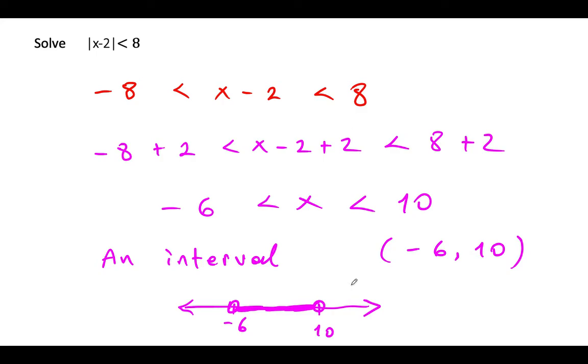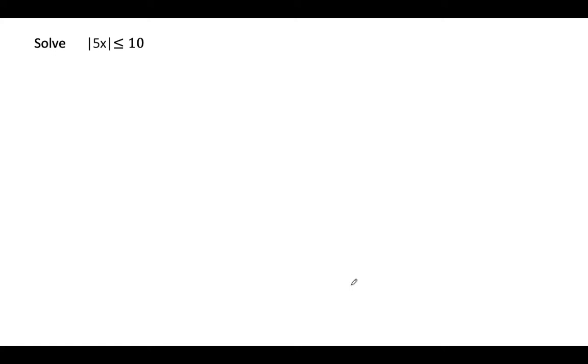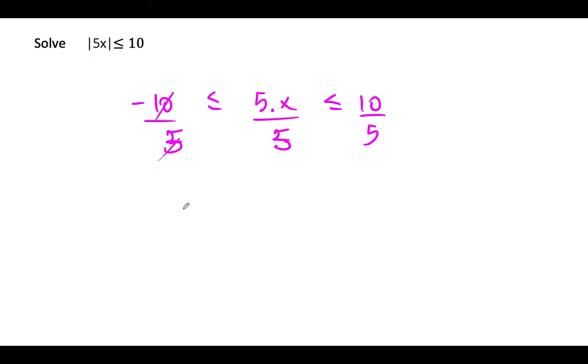Now the second example. Similar to the previous one, we can say that negative 10, and since it is multiplied by 5, if we divide by 5 on both sides, 10 over 5 is 2, so negative 2. That's it. So how can we continue? The solution set is an interval, negative 2 comma 2. Negative 2 and 2 are inclusive. x could be negative 2 and x could also be positive 2.